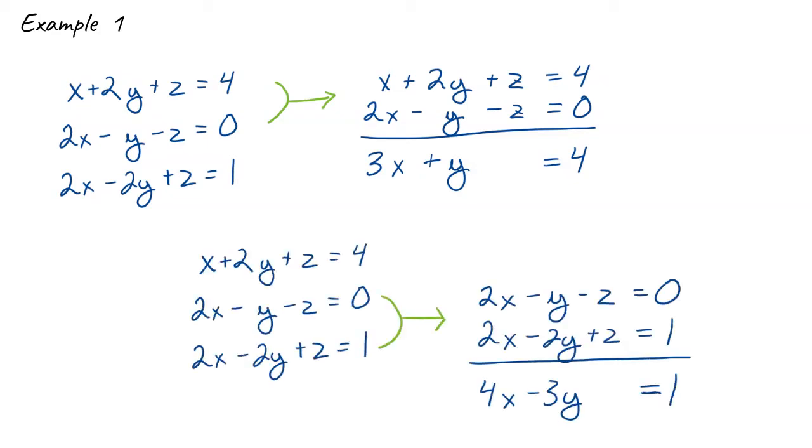Then we choose another two equations from the same system and create another equation by eliminating the same variable z. So we're left with 4x minus 3y equals 1. So now we have two x and y, or two variable equations, that we can then solve for x and y with.